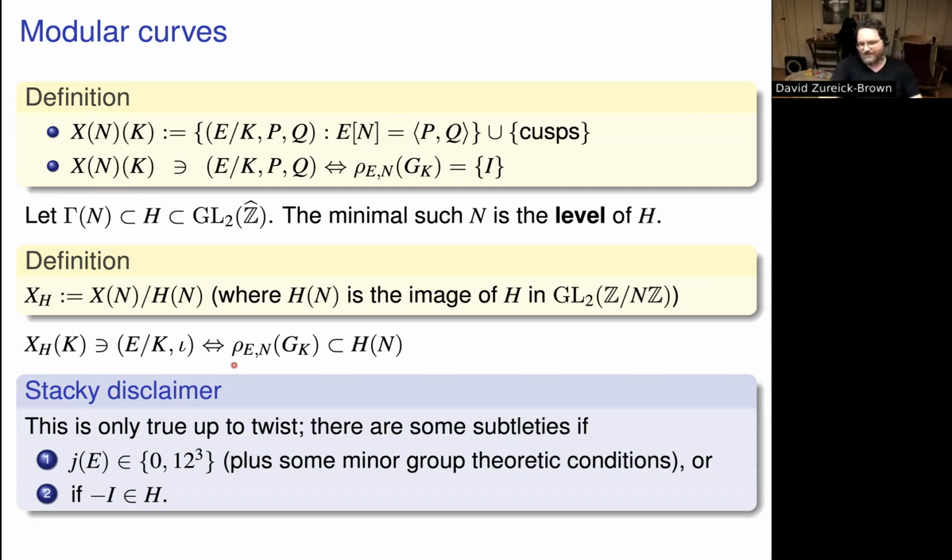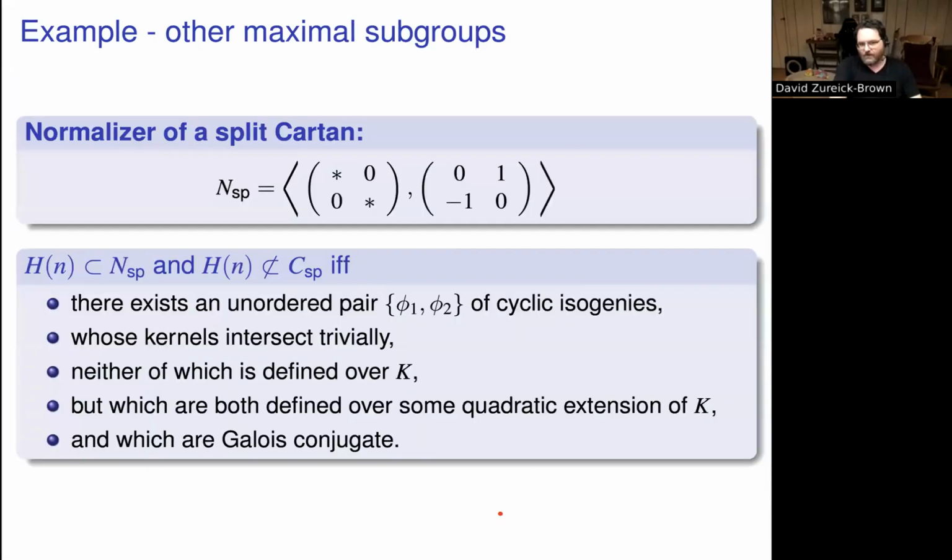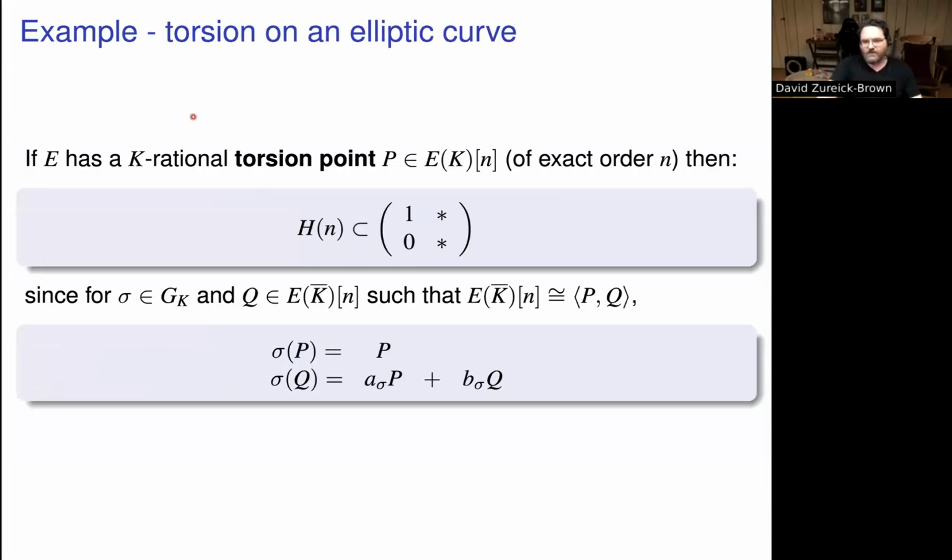There are some stacky issues that are actually quite annoying. It's worse in higher dimensions. But they roughly parameterize elliptic curves whose image of Galois is conjugate to a subgroup of H. Now, I say roughly because of the modular curve X(1), I'm going to flip back, the modular curve parameterizes a choice of torsion point.